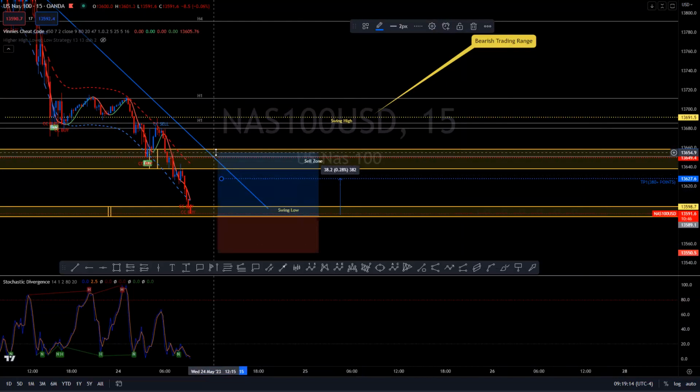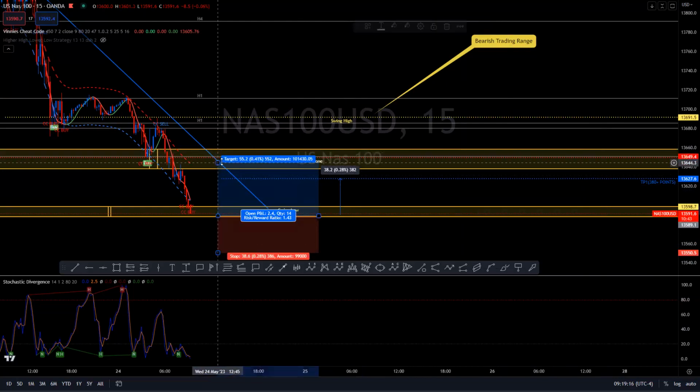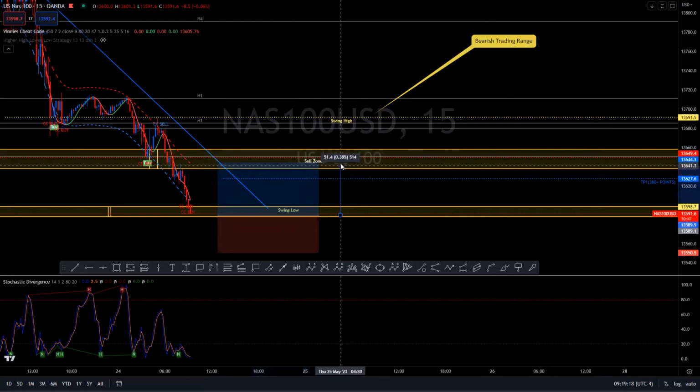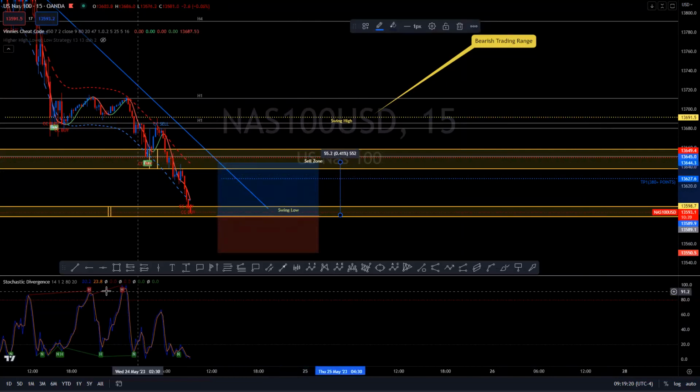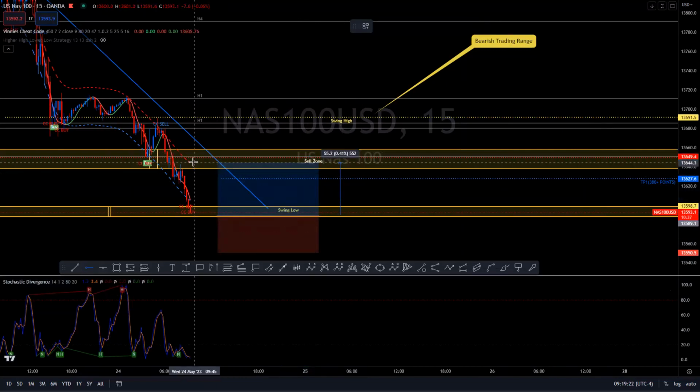And then TP2, I'll probably have to get all the way to the top of this swing high. But that'll be TP2, 500 points.